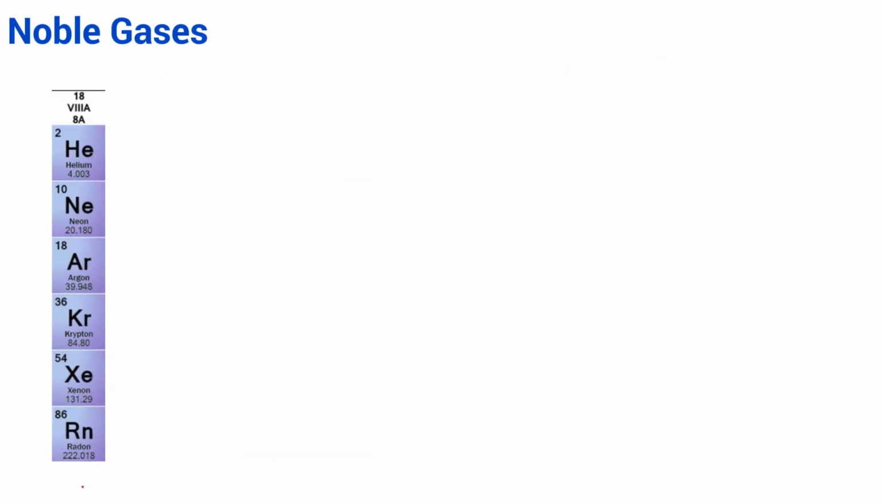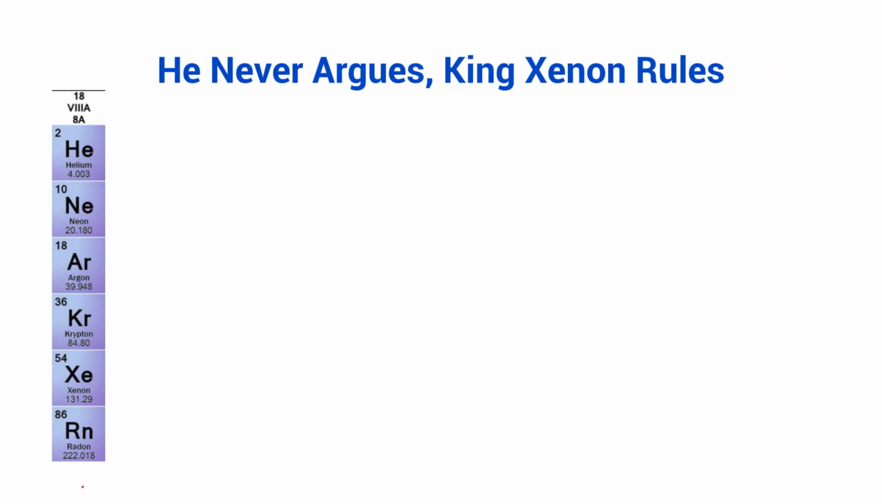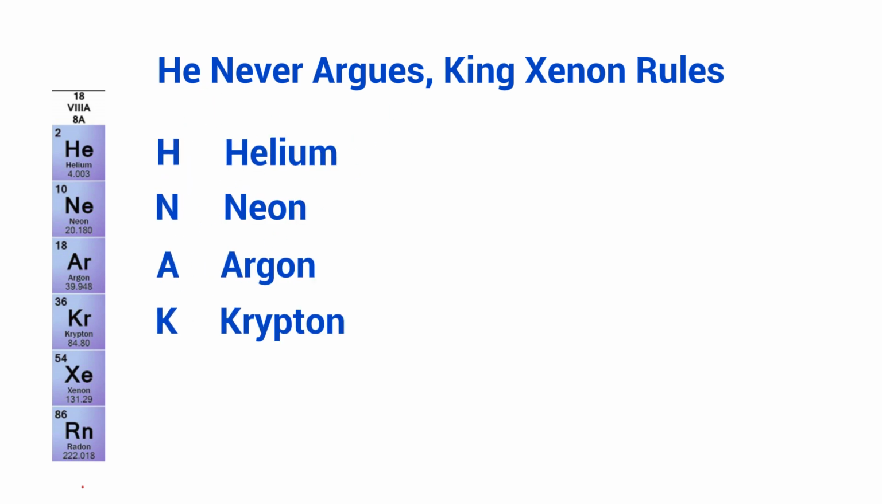And finally, Group 18, which is the noble gases. This includes helium, neon, argon, krypton, xenon, and radon. He never argues. King Xenon rules. Each first letter represents an element name. H represents helium, N neon, A argon, K krypton, X xenon, and R radon.